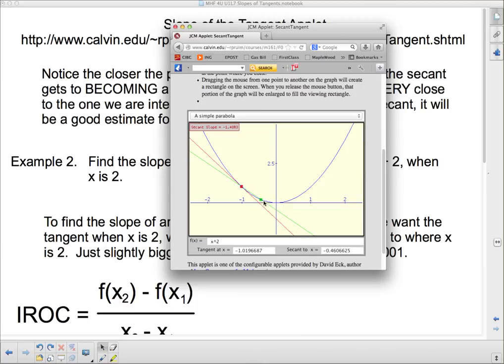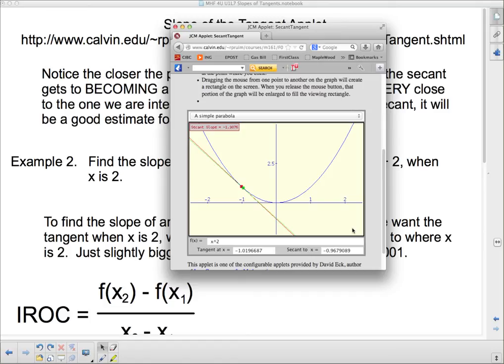So if I used these 2 points as my slope of the secant, my slope of the secant would be much closer to the slope of the tangent than had I used this point way over here. But we can get even better than that. What if I move these points even closer and closer and closer? What if they were almost right on top of each other? Now that's pretty darn close.